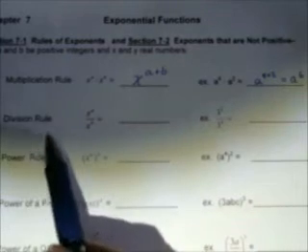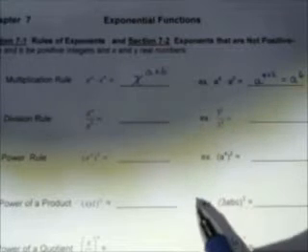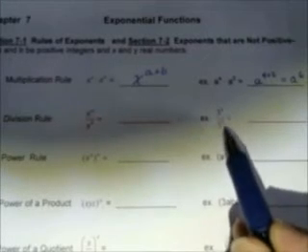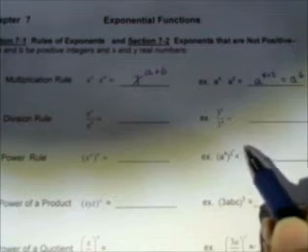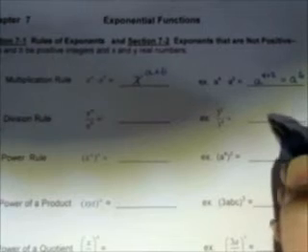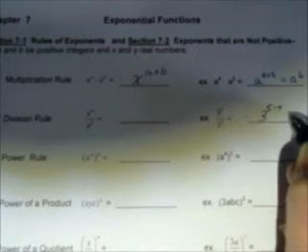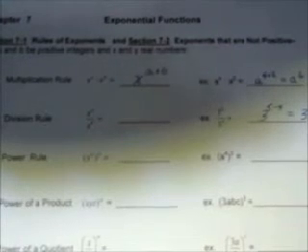The next rule, division rule. Look at the example first. We have 3 to the fifth divided by 3 to the fourth. Well, again, in previous years, what did you learn when you divide? What do you do with the exponents? You would subtract the exponents. So 3 to the fifth divided by 3 to the fourth becomes 3 to the 5 minus 4, which is simply 3 to the first, which equals 3.